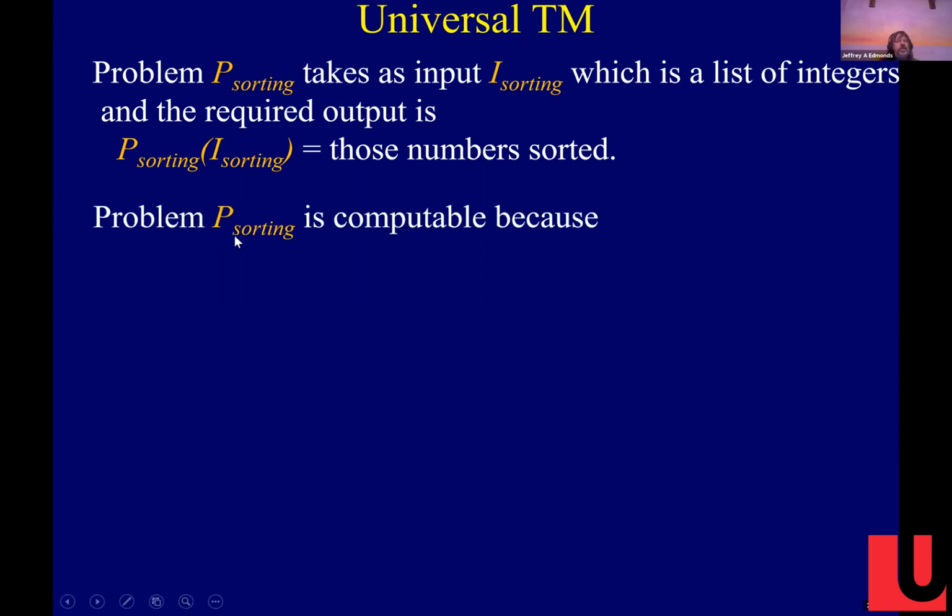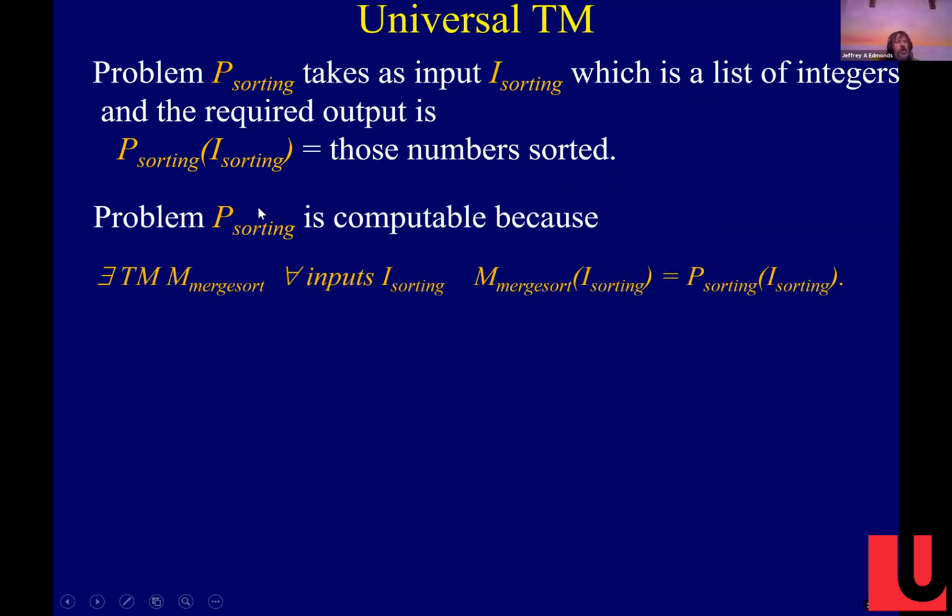All right, so why is P sorting computable? Well, it's computable because there exists an algorithm, merge sort. There exists one sorting algorithm, merge sort, that no matter what the input is, it solves the problem, right? Everybody get that? That's what we've been doing over and over again.